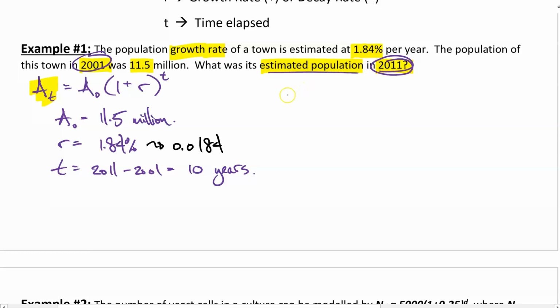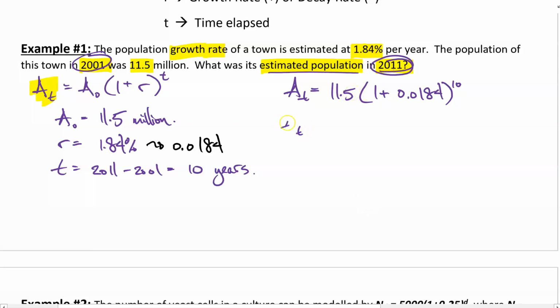All right, so we're going to write AT is equal to A initial, which is 11.5, and 1 plus 0.0184, and then we got to put it to the exponent 10. Now, let's follow our BEDMAS properly when you're doing this, right? We've got 11.5 times, and this is 1 plus 0.0184 to the exponent 10. So according to BEDMAS, you got to do brackets first, then you got to do exponents, and then you're going to do the multiplying. Okay, so let's make sure we take everything down in the correct order.